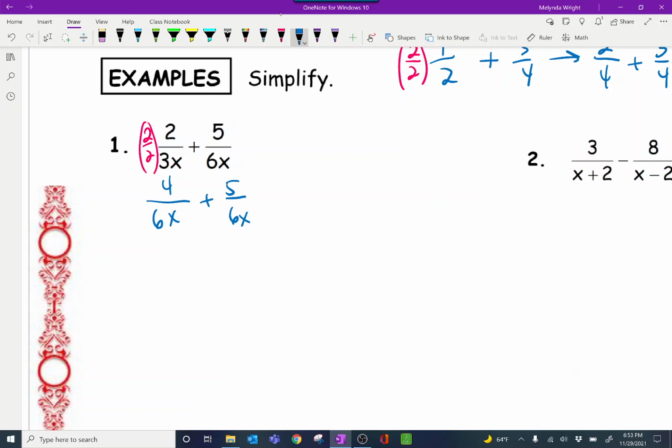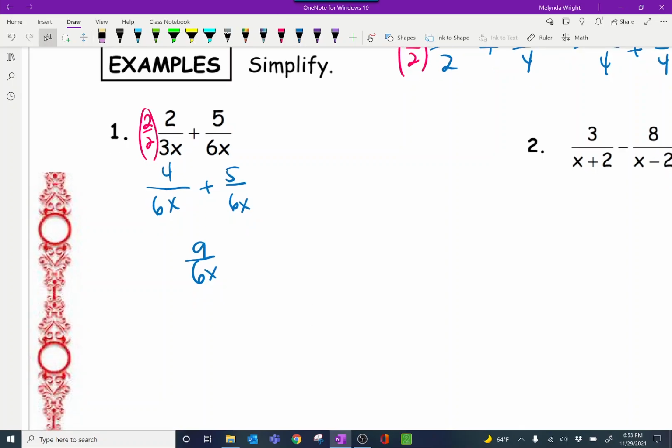Okay, very nice. I've got common denominators. Now I simply add across the top. So the numerators, so 4 plus 5 is 9 over 6x. Great, I have turned two fractions into one fraction. That is my first goal. My second goal would be to simplify what I have left over if it's possible.